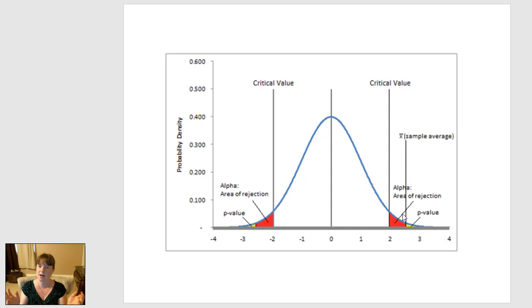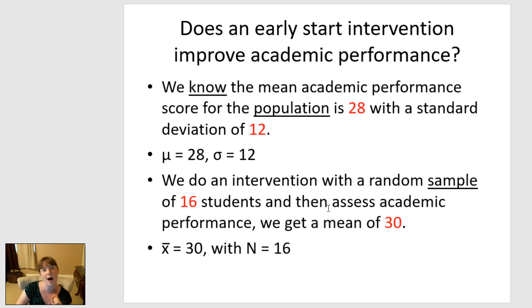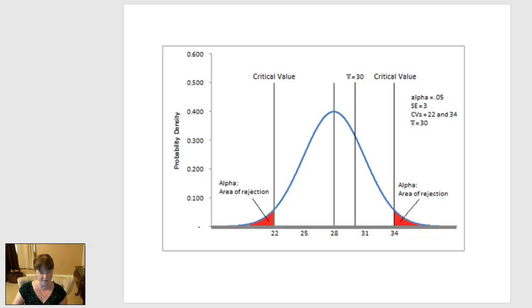So let's apply these concepts of critical values, alpha, and p-values to the example from before, where I know that the population average for kids who don't get Head Start is 28. So that becomes my null hypothesis average, and the population that I'm going to compare my one sample of 16 students to, which got an average of 30.